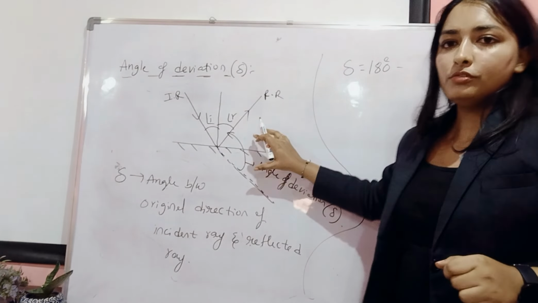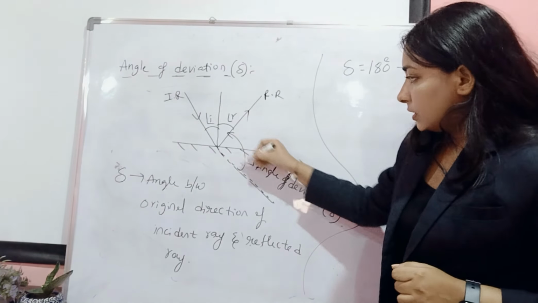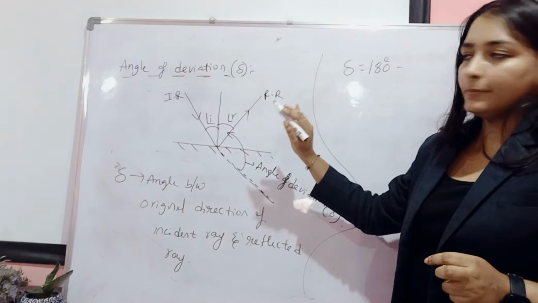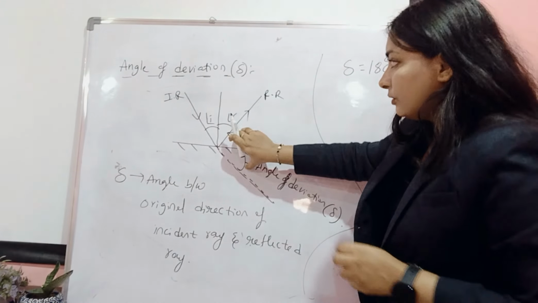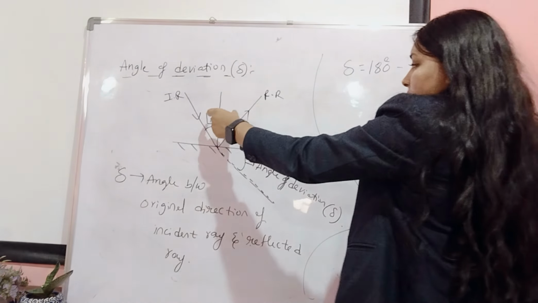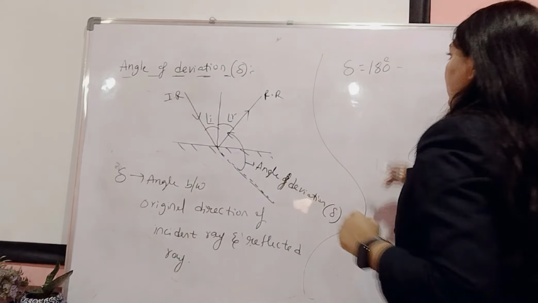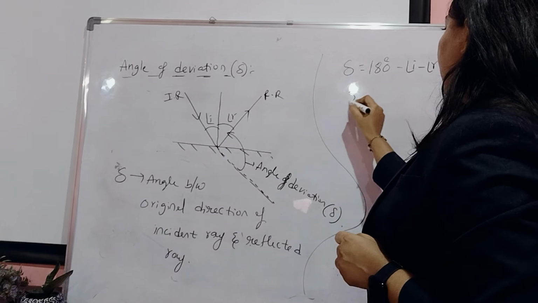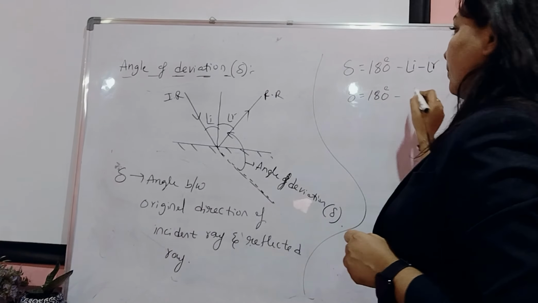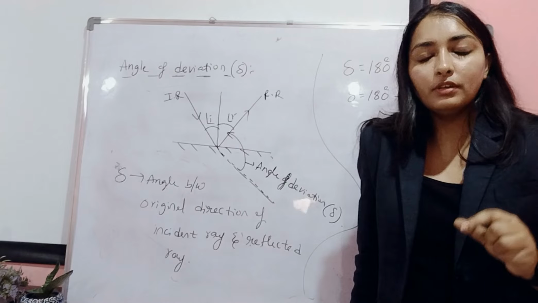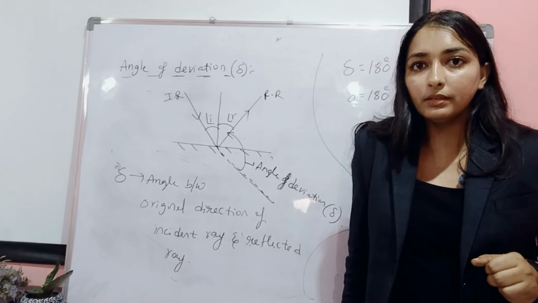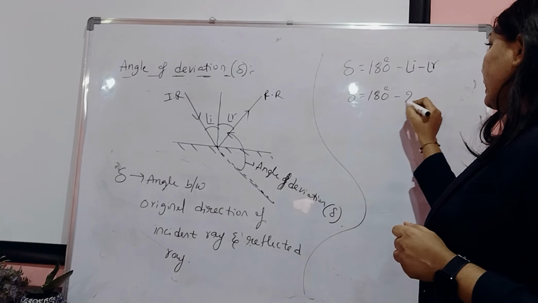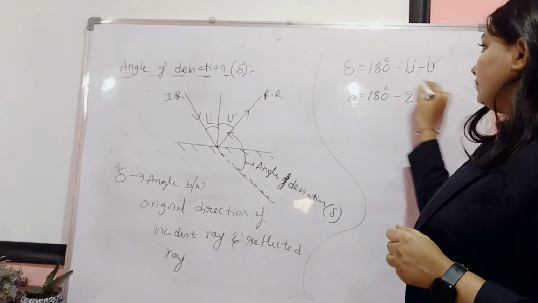You understood? So the angle of deviation is the angle between the original direction of the incident ray and the reflected ray. To get this angle, you have to subtract these two angles from the total angle. So the total angle on a straight line is 180 minus angle I minus angle R. Delta is equal to 180 minus angle I minus angle R. You know from the first law of reflection, angle I is equal to angle R, so it can be written as 2 times angle I.